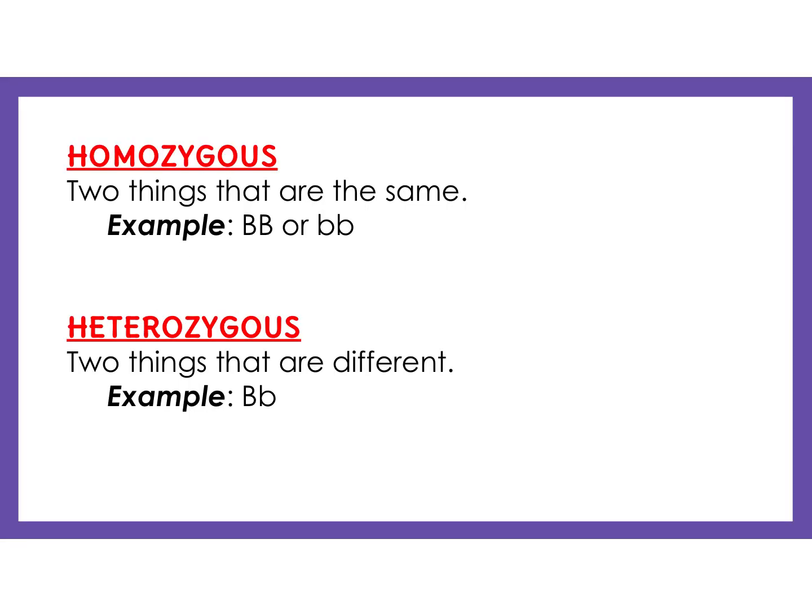Homozygous and heterozygous. The prefix homo, H-O-M-O, means that two things are the same. So that would be two capitals or two lowercase. The prefix hetero means that two things are different. So that would be the uppercase paired with the lowercase.